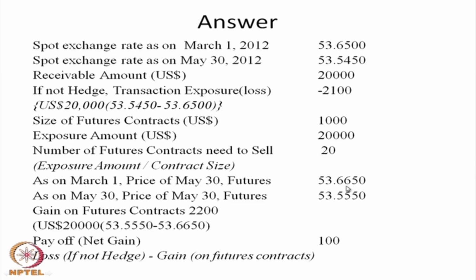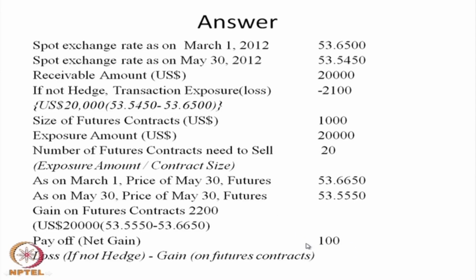The amount is 20,000 into 53.6650 minus 53.550, that is 2200. He will get 2200 Indian rupees. If he signs a contract, he will not lose 2100; he gets an extra 2200. So the actual gain for him will be 100 only.